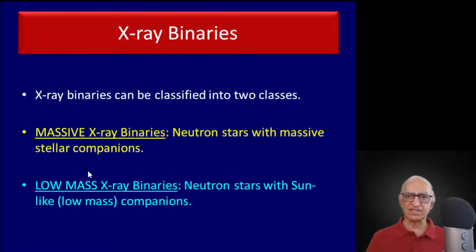We shall, in the next lecture, consider the properties of neutron stars that are spun up in massive X-ray binaries, and in a later lecture, we shall discuss the properties of neutron stars which have been spun up due to mass transfer and accretion of angular momentum in low mass X-ray binaries. Those will be the millisecond pulsars.